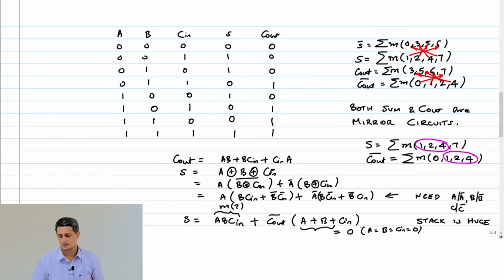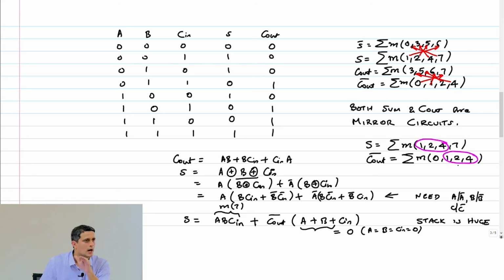basically what we said is the sum is a summation of minterms of what? 1, 2, 4 and 7. Right? The C out bar is summation of minterms 0, 1, 2, 4. So clearly the 1, 2, 4 part is the same. So I can reuse C out bar to generate the sum, in 3 out of 4 cases: 1, 2, 4. Now, in order to take care of the case of 7, I need to add that minterm in. What is the minterm for 7? ABC in. So, I say it is ABC in plus C out bar.